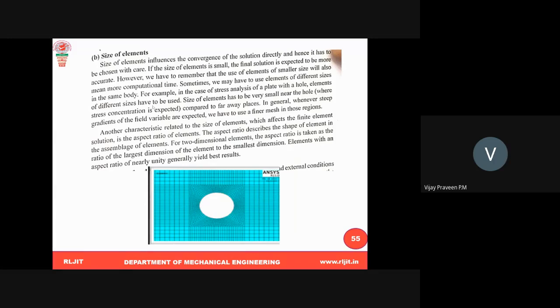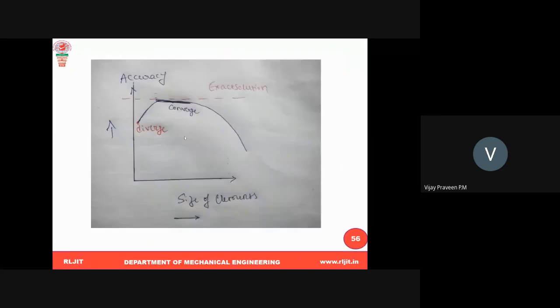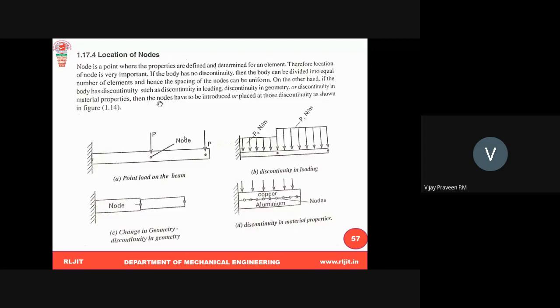If you want accurate results, you should use different sizes of elements. Where you need accuracy, use a finer mesh. Where the result is not much affected, use a coarse mesh. Don't use the same size everywhere. That is the main thing. Another characteristic related to the size of the element which affects the finite element solution is the aspect ratio. What is that aspect ratio and how does it affect the solution? That we will take up later. This second factor is over.